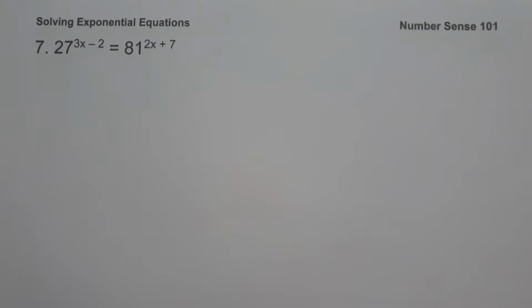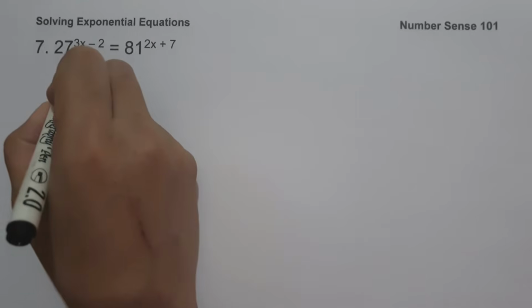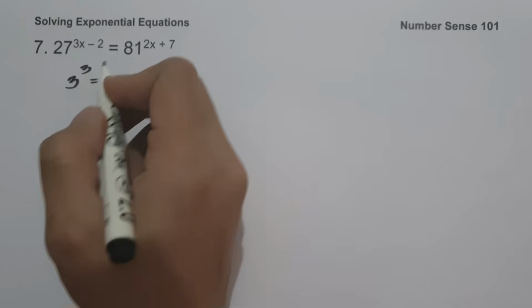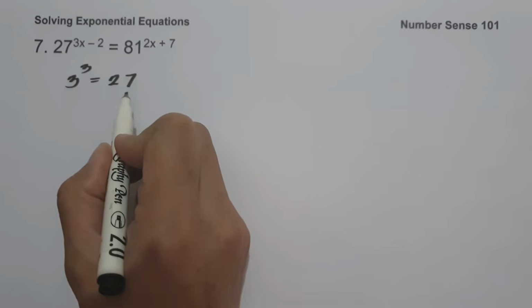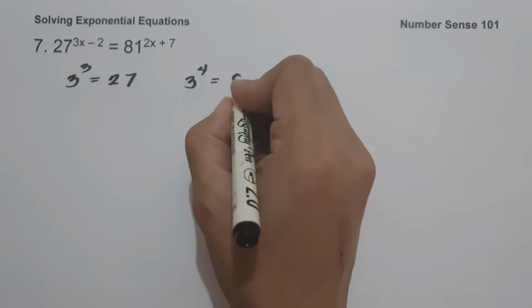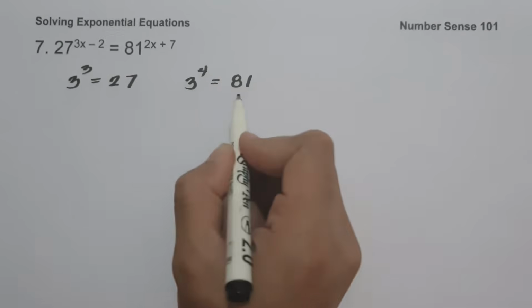On example number 7, we have 27 raised to 3x minus 2 equals 81 raised to 2x plus 7. So to simplify, let us express 27 and 81 with the same base. We all know that 3 raised to 3 is equal to 27, because if you are going to multiply 3 three times to itself, it will give us 27. And 3 raised to 4 is equal to 81. That is 3 multiplied 4 times to itself is 81.